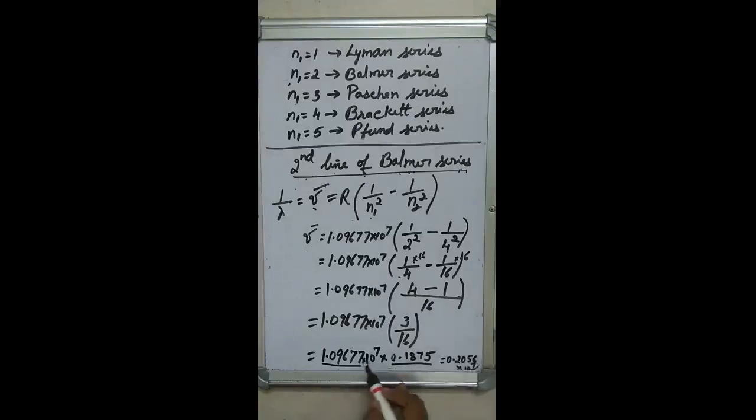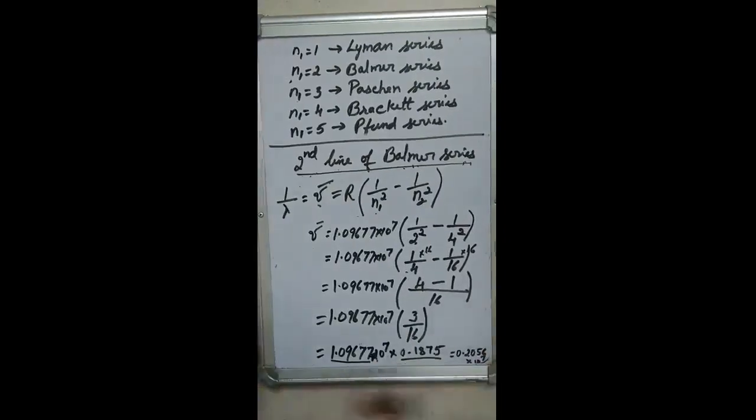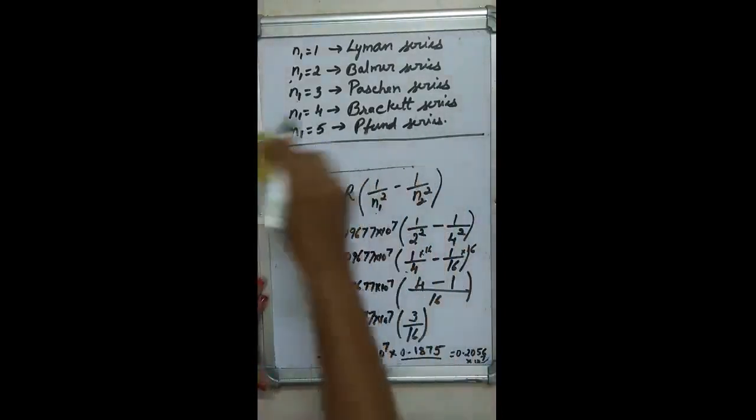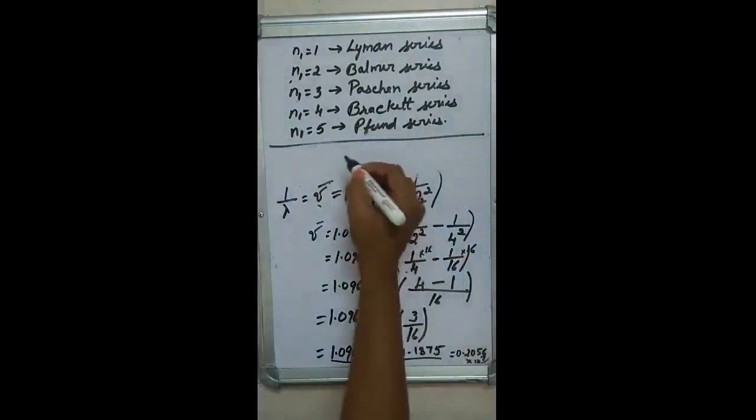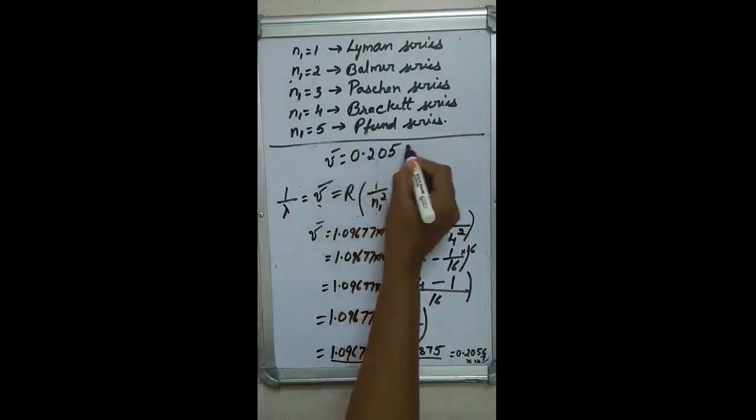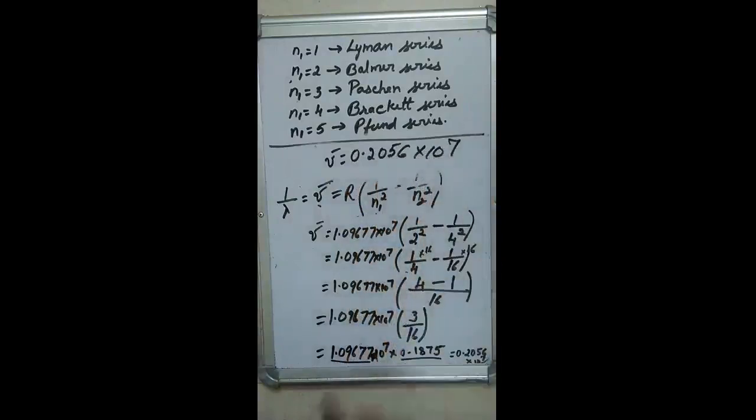Sorry, here I forgot to write into 10 to the power 7. So the answer is, I will erase and write again. Here I will write. So final answer you got, wave number is equal to 0.2056 into 10 to the power 7. This is the answer. Now it is a wave number, but in the question what is asked? Wave number as well as wavelength. Wavelength is also asked.